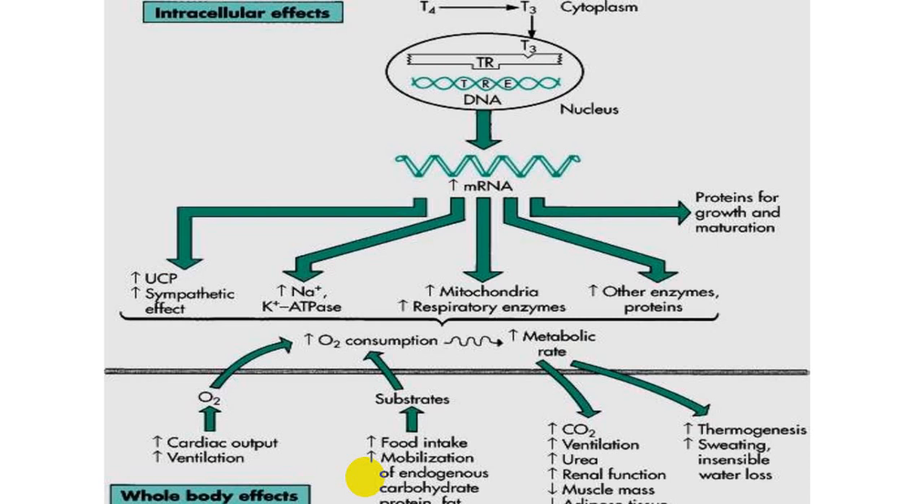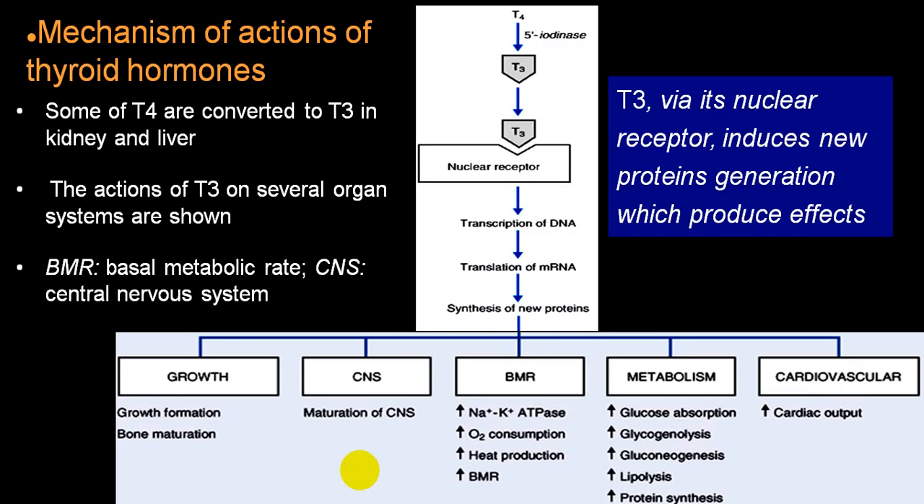and the person's body temperature will be elevated. So this will be the effect on growth. T3 acts via nuclear receptors, where it induces new protein generation, that is messenger RNA, and that messenger RNA will have an effect on different functions like growth. It stimulates growth formation and helps the growth hormone to increase the growth formation of all tissue, including bone maturation. It also takes part in maturation of the brain.